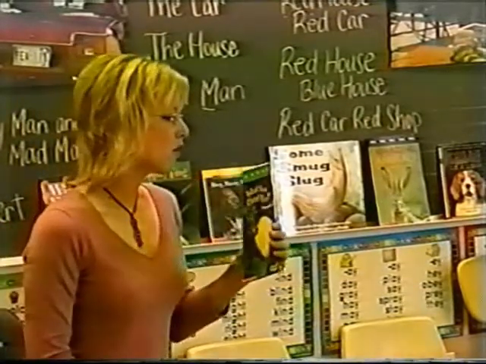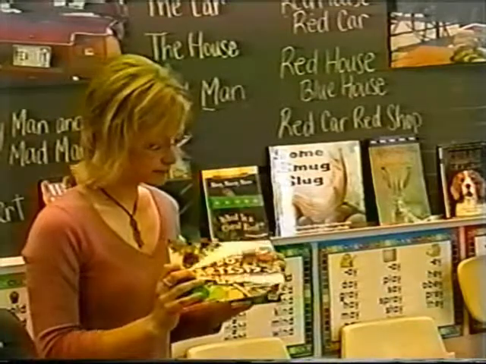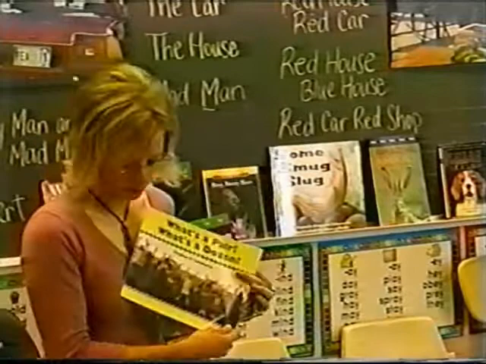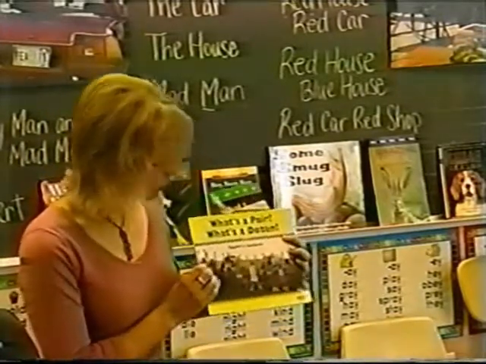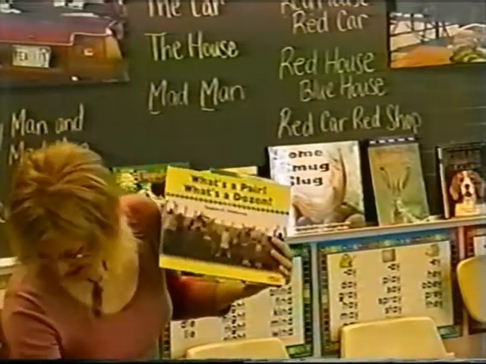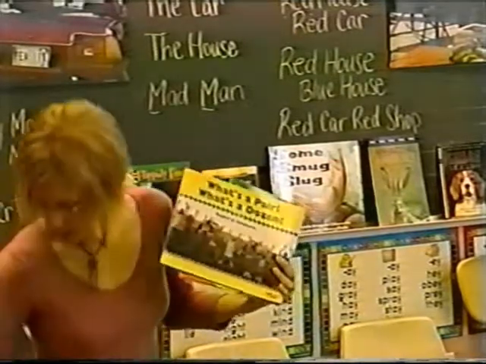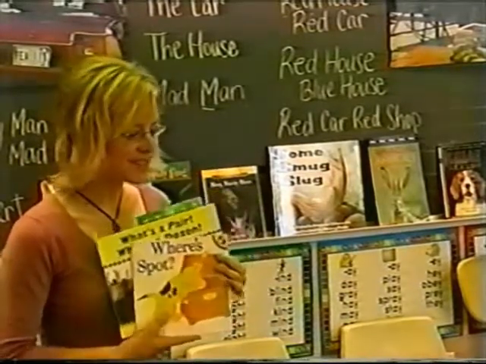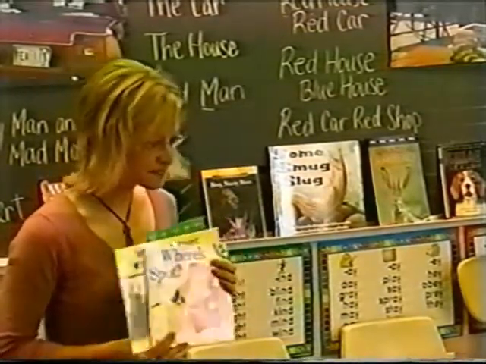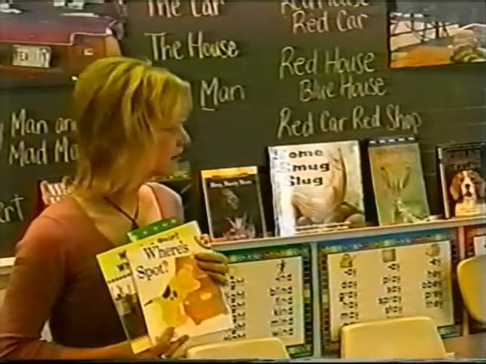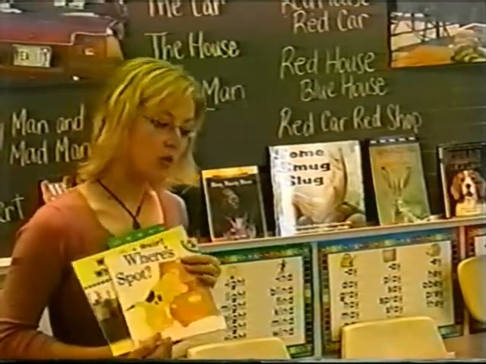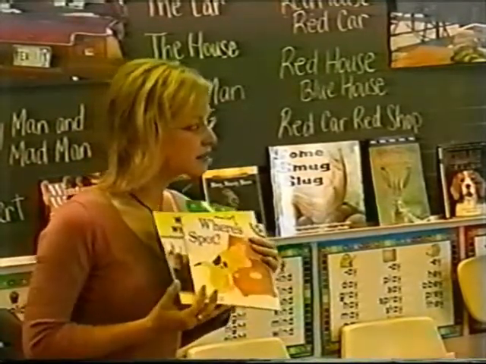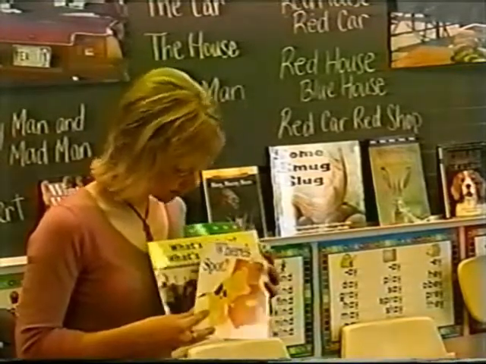What is a coral reef? What do authors do? What's a pair? What's a dozen? Where's Spot? What are these authors doing? They put the title as a question. Good thinking. Did you notice something else? And also the first word in all those books starts with the W.